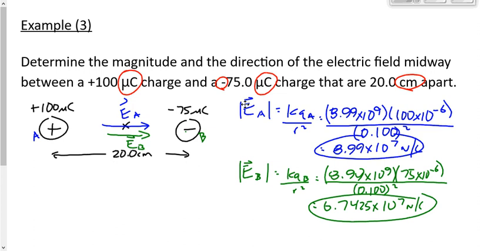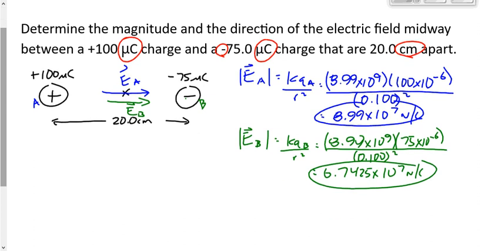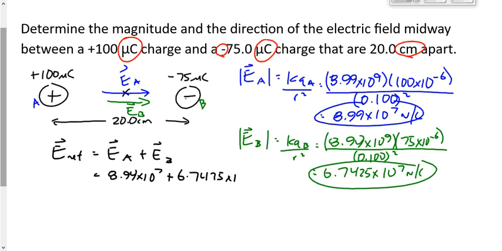Now, how do you think we're going to combine these two fields? It's easy now, right? Both to the right, we're just going to add them up, right? EA plus EB. Don't forget those little vector signs because you'll mix it up with energy at some point. EA is 8.99 times 10 to the 7 plus 6.7425 times 10 to the 7. We add those up, we get a value of 1.57 times 10 to the 8 newtons per coulomb. And we got a positive value, so it means it's to the right.